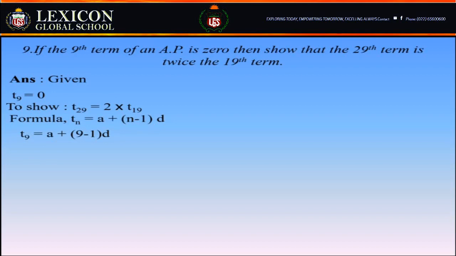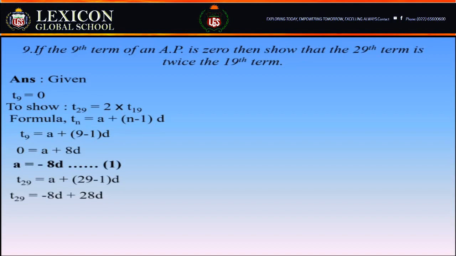Which formula are we going to apply? Since it is completely reliant on T, we are going to use the formula of Tn. Tn is equal to a plus n minus 1 into d. T9 is equal to a plus 9 minus 1 into d. The value of T9 is 0, which is equal to a plus 8d. When you take 8d to your LHS, you get a is equal to minus 8d, which would be termed as equation number 1.